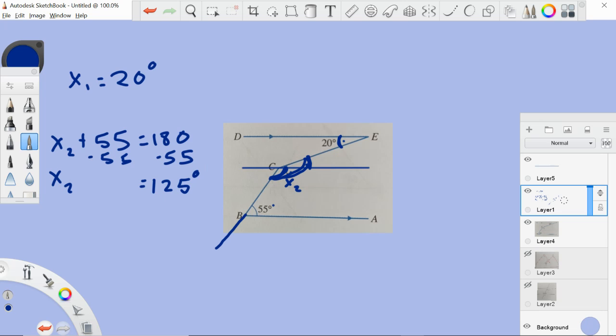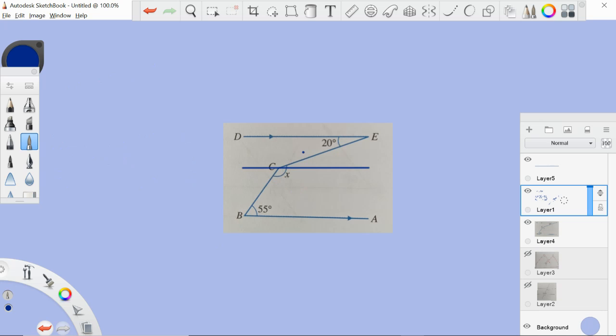So x sub 2 is 125 degrees, and x sub 1 is 20 degrees, which means that this total angle here is the sum of the two. So that's going to give me that x is equal to 20 plus 125 degrees, or in other words, 145 degrees.